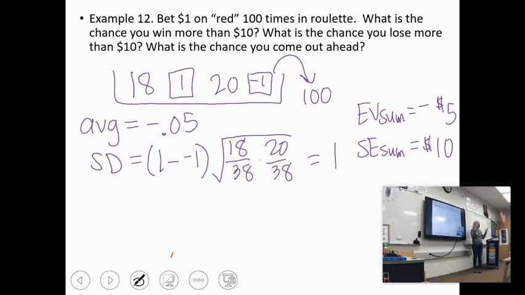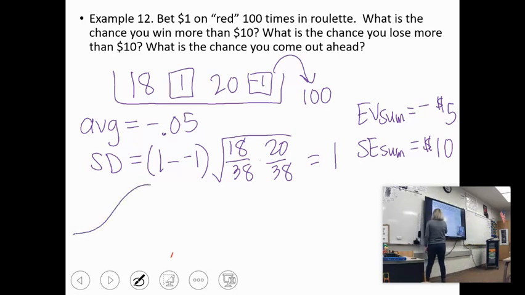So let's just estimate. What do you guys think the chance of winning more than 10 bucks is? 5%, Weston says. Any other guesses? 5-ish? Okay. Less than that? You're saying 3? Okay. All right, so let's do menu 6.